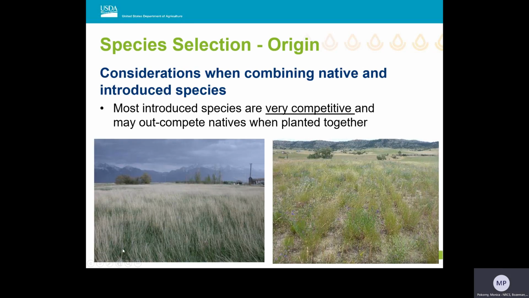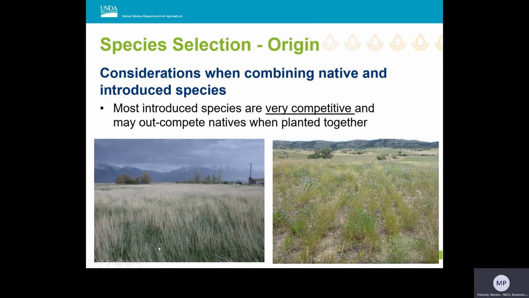We can combine native and introduced species together in a planting, but we need to use some precautions and tailor our seed mix when we do that, because the introduced species can be very competitive and they might outcompete some of our native plants. And here's a couple examples of that.